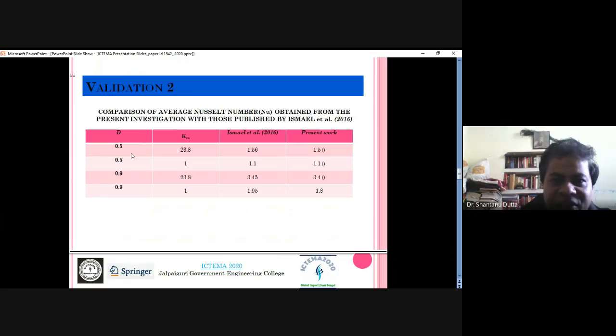There is another validation we did, because it is a conjugate heat transfer problem. We adapted it from the study of Ismail et al., 2016. This is the thickness of that particular wall, 0.5, 0.5, 0.9, 0.9, and accordingly this is the thermal conductivity ratio we have chosen. We see that our results are very much similar to those of Ismail, so accordingly we proceeded with the results and discussion.